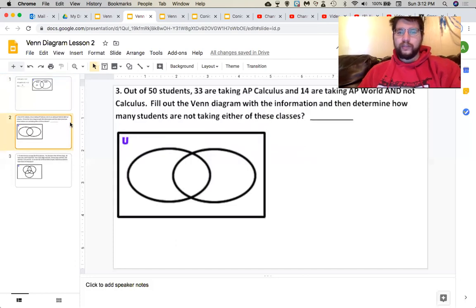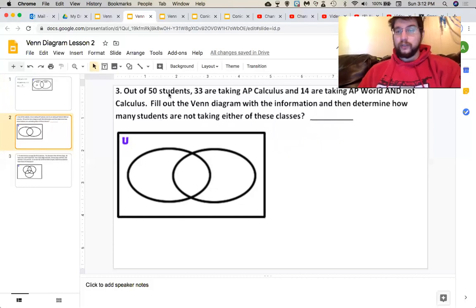Okay, out of 50 students, 33 are taking AP Calculus, 14 are taking AP World History, and not Calculus. Fill out the Venn diagram with the information and then determine how many students are not taking either of these classes. Okay, so this is where Venn diagrams really come in handy. You'll see these on the ACT too, so this is good prep for that.